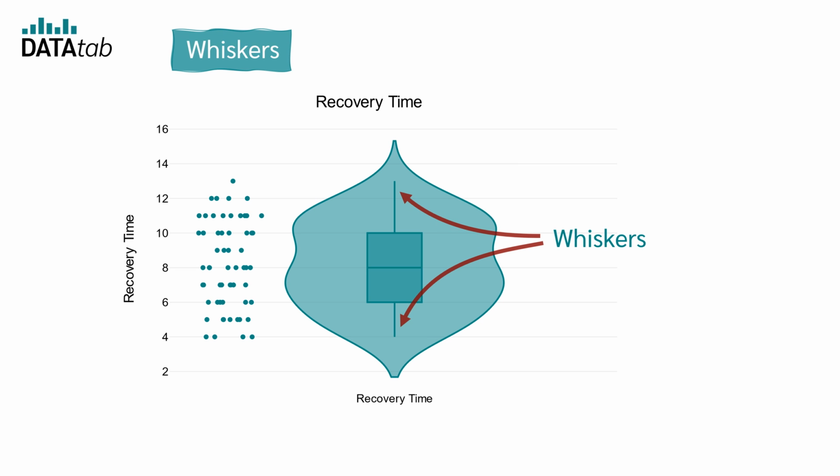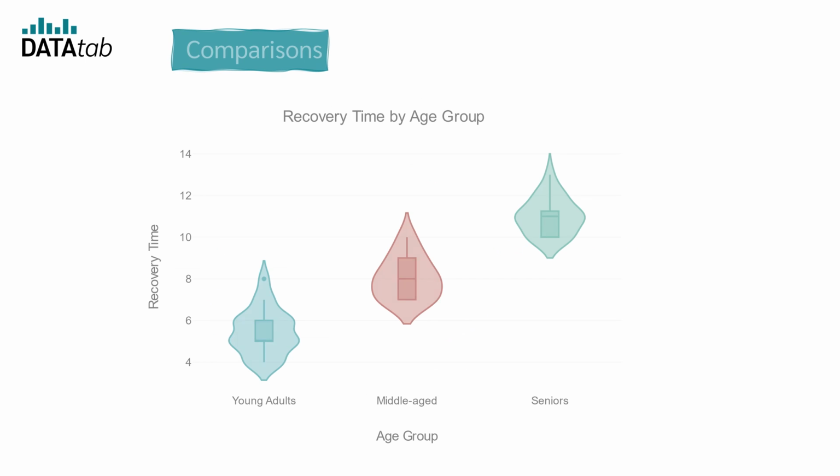Whiskers. Like in a box plot, whiskers indicate variability outside the upper and lower quartiles. They can provide a visual cue for identifying outliers.